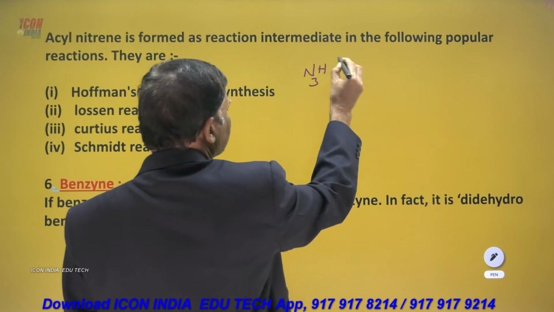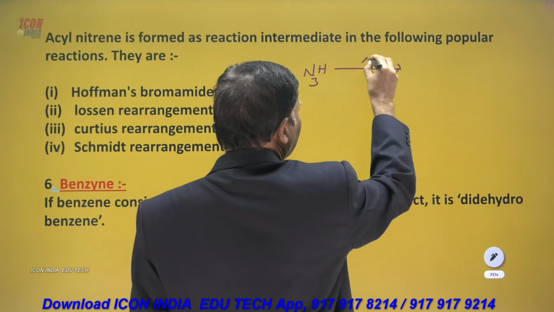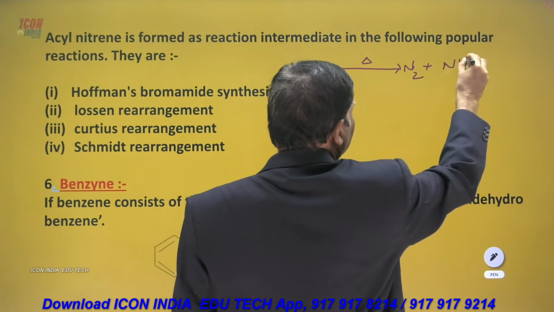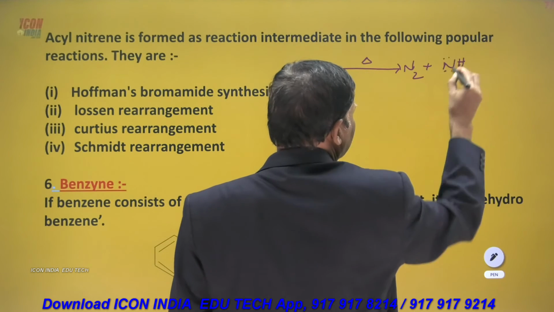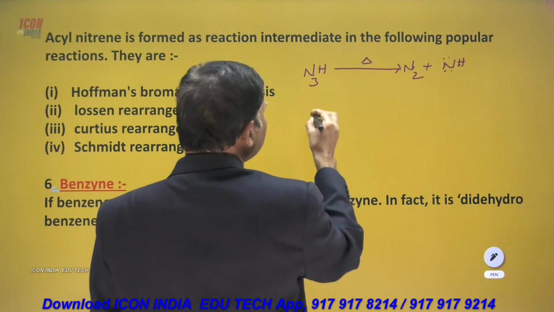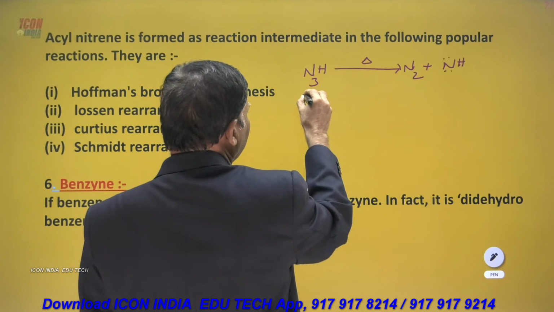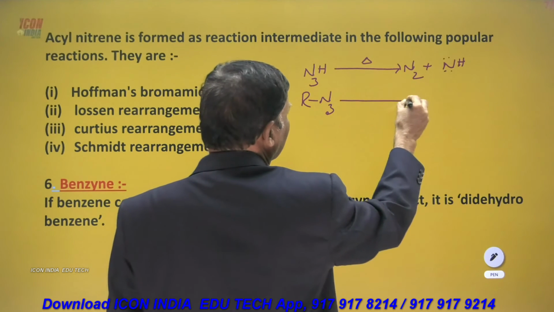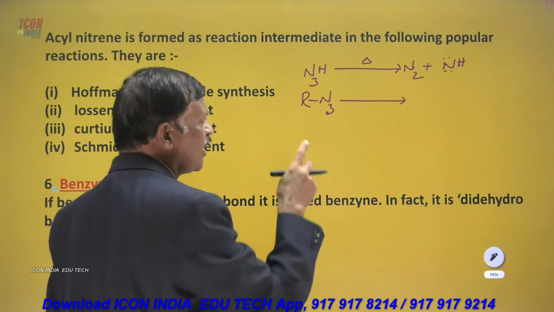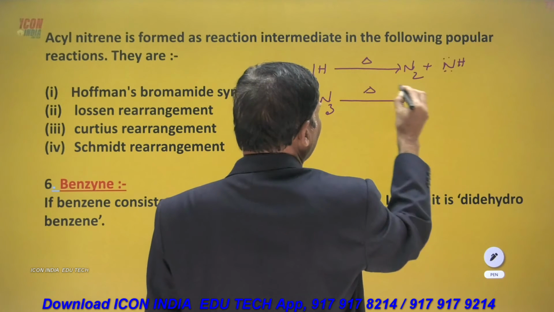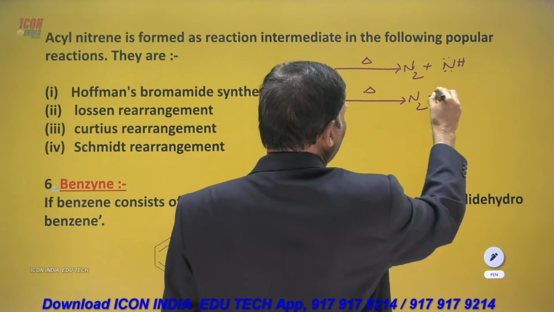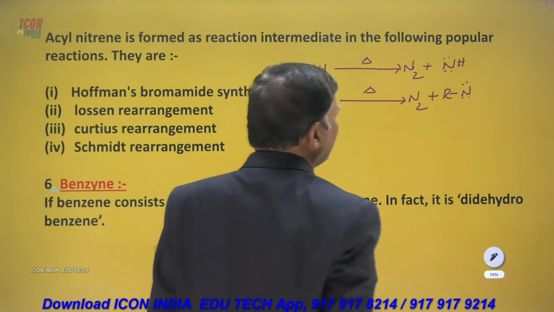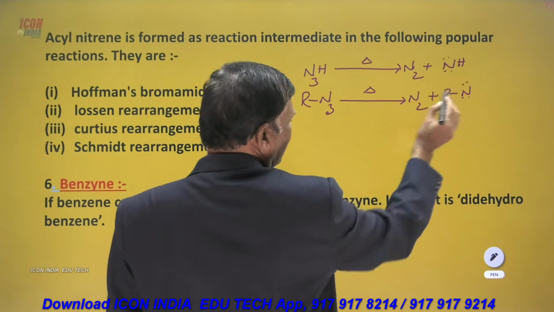You know HN3, hydrazoic acid, on heating it decomposes to N2 plus NH. This NH itself is nitrene. Suppose RN3, alkyl azide. In fact, N3 minus is the azide ion. Alkyl azide, on heating, decomposes to N2 plus alkyl nitrene, RN. This was the simple nitrene, this is the alkyl nitrene.